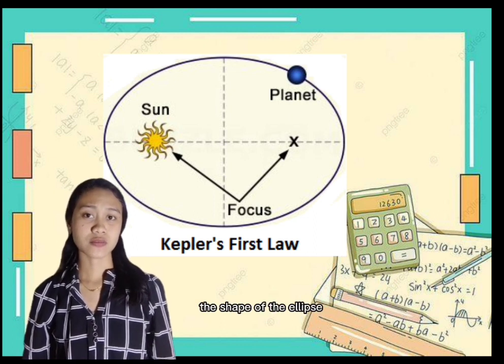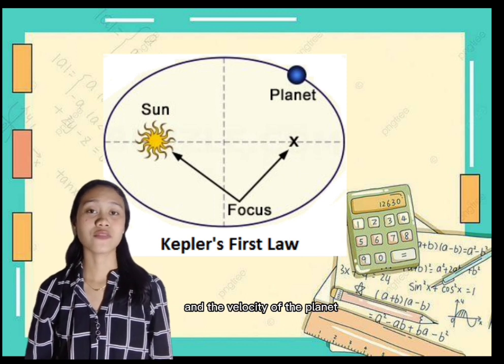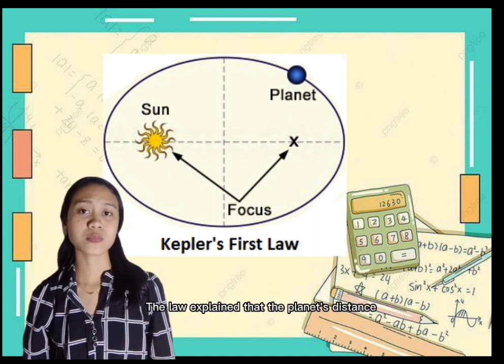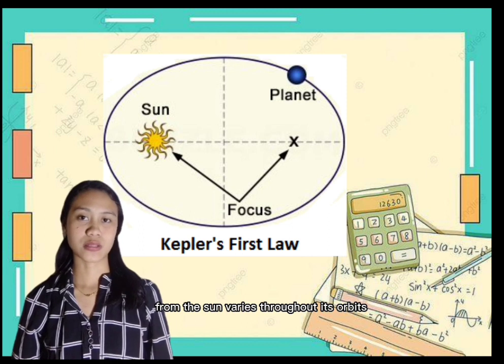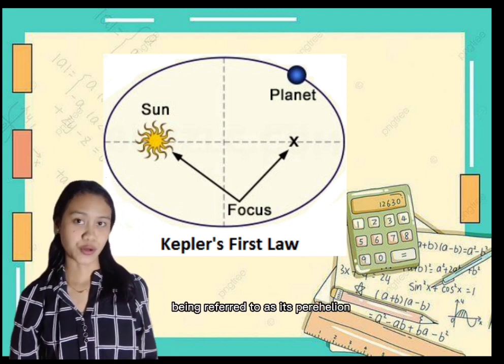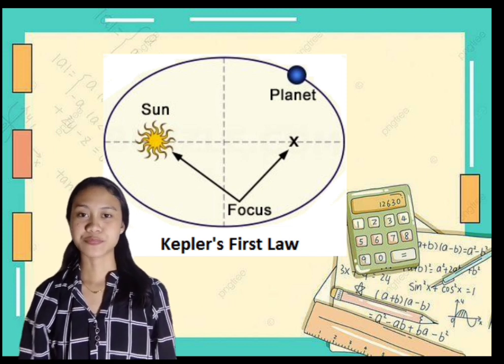The shape of the ellipse is determined by the gravitational force of the Sun and the velocity of the planet as it moves through space. The law explains that the planet's distance from the Sun varies throughout its orbit, with its closest approach being referred to as its perihelion, and its farthest point being referred to as its aphelion.